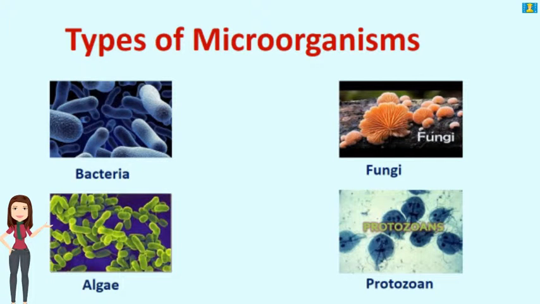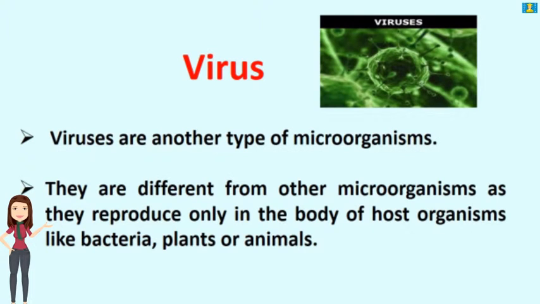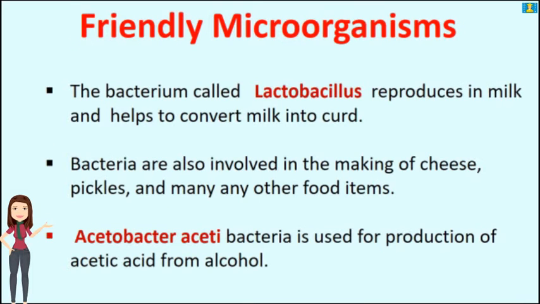Types of microorganisms: bacteria, fungi, algae and protozoa. Viruses are another type of microorganisms. They are different from other microorganisms as they reproduce only in the body of host organisms like bacteria, plants or animals. Friendly microorganisms. The bacterium called lactobacillus reproduces in milk and helps to convert milk into curd.